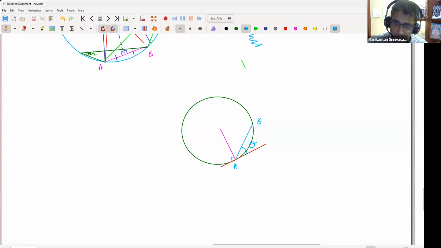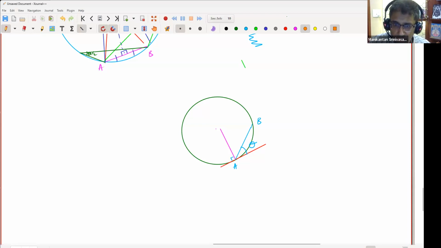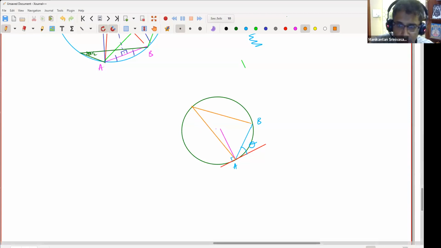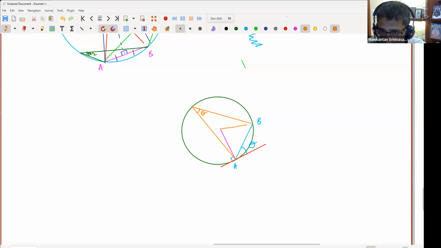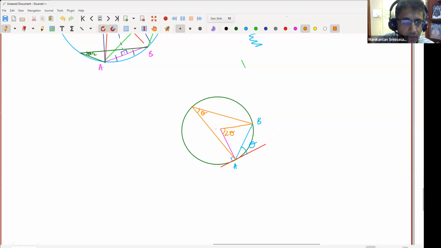Okay, this is 90. Now from A, I can travel to anywhere on the circle and come back to B. So for example, I can go from here to here and then come back to B. Right? This angle will also be theta. So no matter where I go and come back, it will be theta. And now that we have this diagram, if I draw from the center to B, this will be 2 theta, of course, based on what we studied earlier. Angle at the center will be double of the angle at the periphery of the circle. Be 2 theta. Okay.